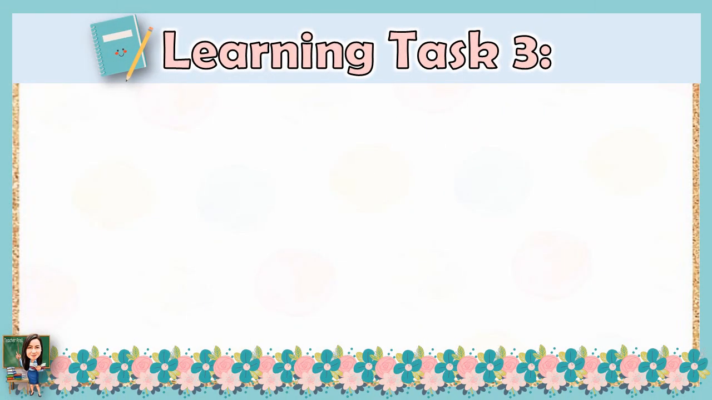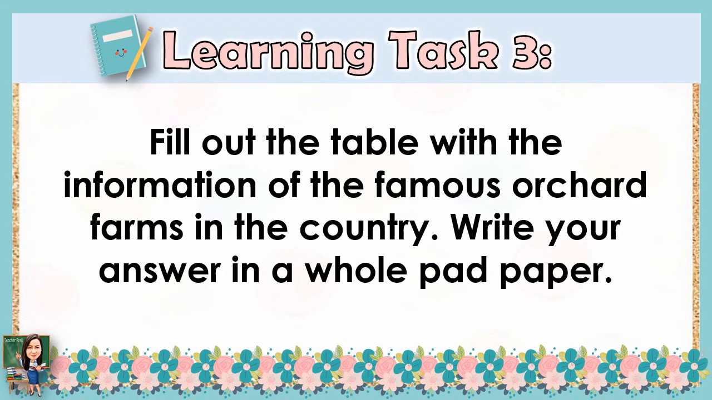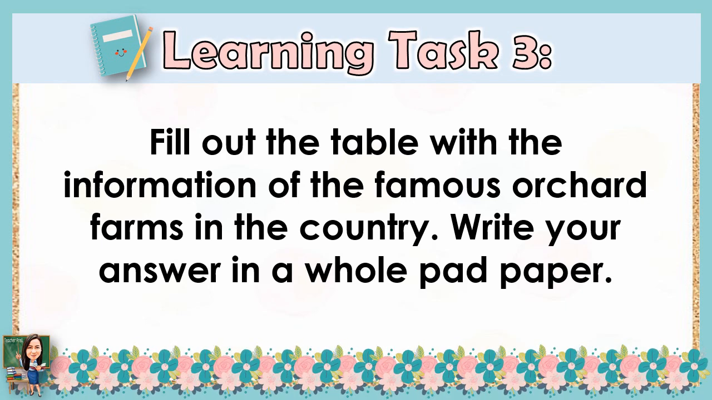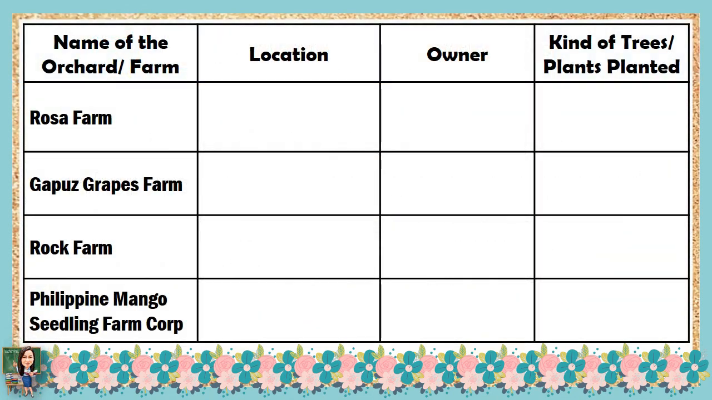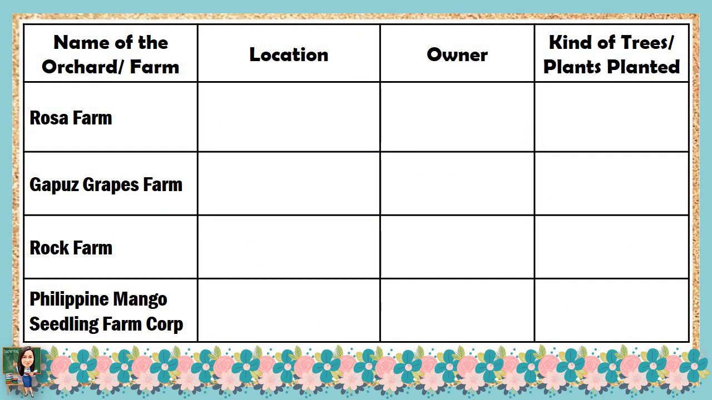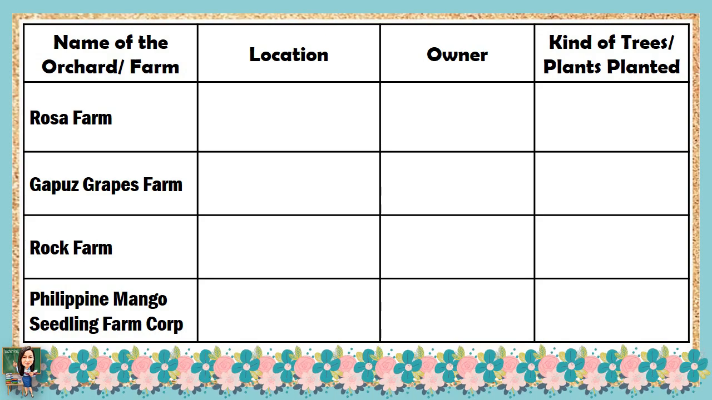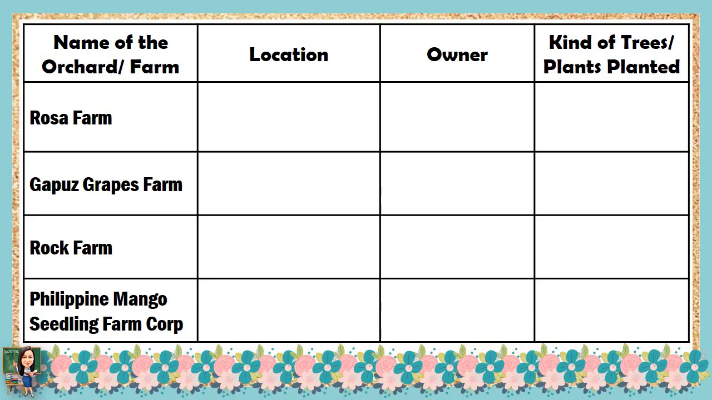For learning task 3, fill out the table with the information of the famous orchard farms in the country. Write your answer in a whole pad paper. In the first column, we have here the different name of the orchard or farm. In the second column, write their location. Third column, write the name of the owner. And in fourth column, write the kind of trees or plants planted.